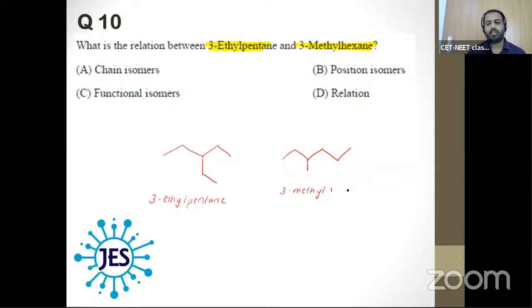So here, in what aspect do they differ? They differ in the very arrangement of carbon atoms, the skeletal framework of this hydrocarbon. Okay. Carbon skeletal framework. So these are chain isomers. Chain isomerism is the correct term. Good. So question number 10, option is not C, it's A.